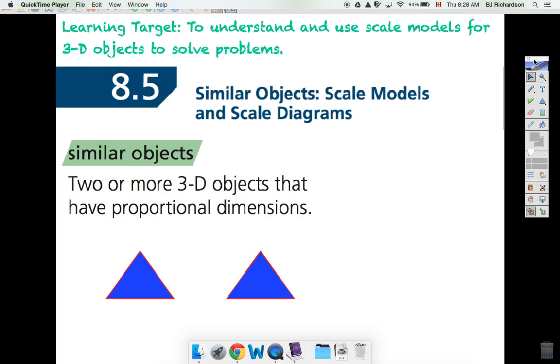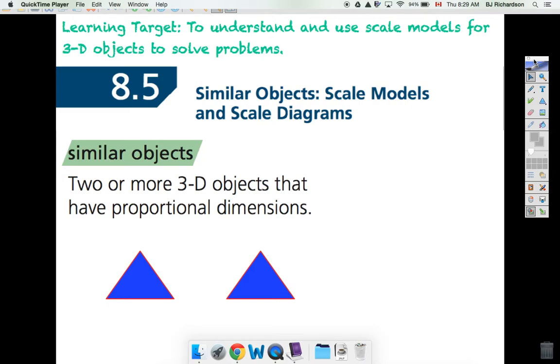Hey class, we're back again and we're going to look at chapter 8.5, which is similar objects, scale models, and scale diagrams. So the learning target for this lesson is to understand and use scale models for 3D objects to solve problems. In order to do this, we need to understand what similar objects are, and that's going to be two or more 3D objects that have proportional dimensions.